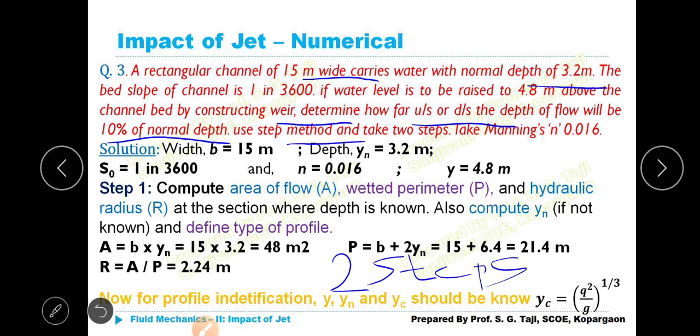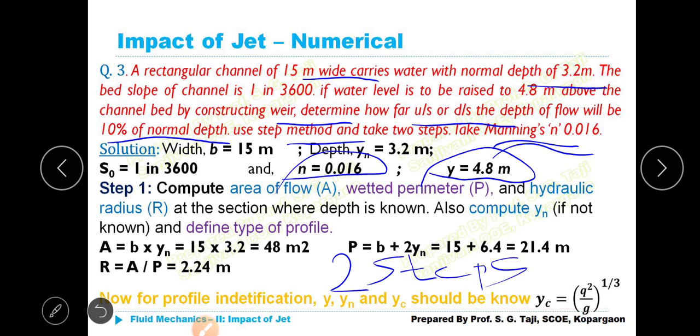Take Manning's coefficient, that is rugosity coefficient, small n, equal to 0.016. This is the numerical problem. Now, we shall write down all these with symbols. Small b, that is width, is equal to 15 meter. Normal depth, yn, is equal to 3.2 meter. Slope of the bed, S0, is equal to 1 in 3600. Small n is equal to 0.016. Depth of water in the channel y is equal to 4.8 meter.